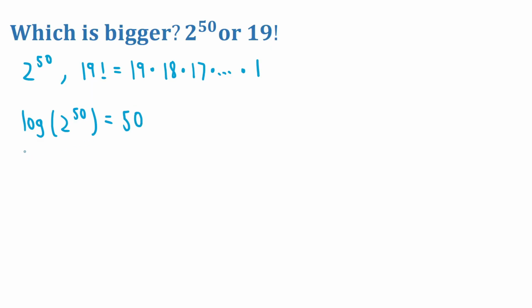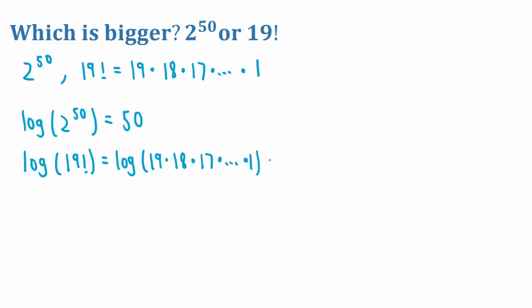And if we take log base 2 of 19 factorial, we get log of 19 factorial, which is equal to log of 19 times 18 times 17 and so on until times 1. And that's just equal to log of 1 plus log of 2 plus log of 3 and so on until log of 19. So if we compare log of 2 to the power of 50 and log of 19 factorial, the result of this comparison will allow us to infer which of the two original expressions is the greater one.